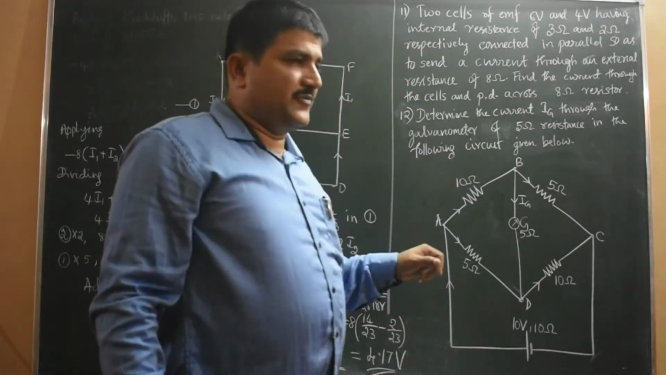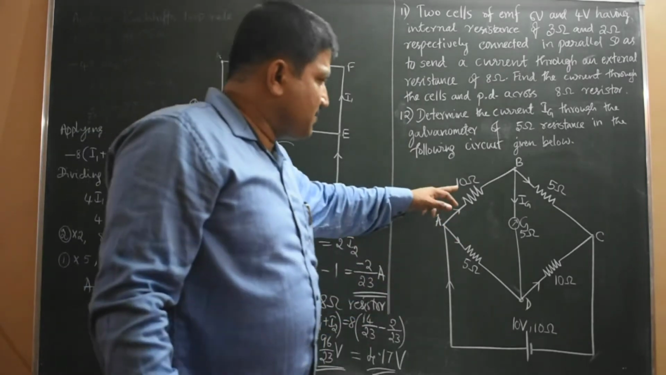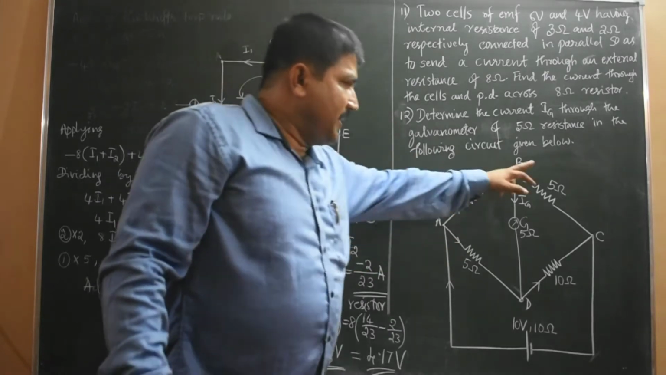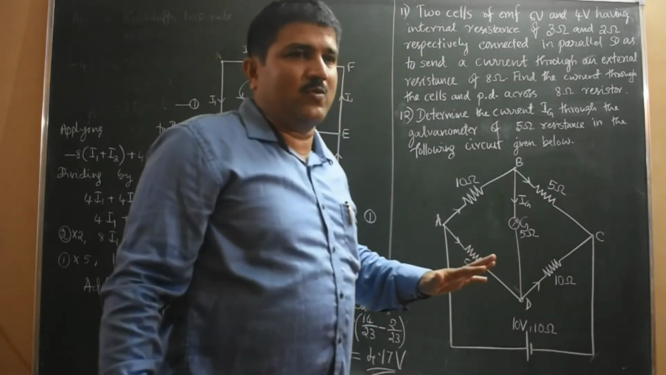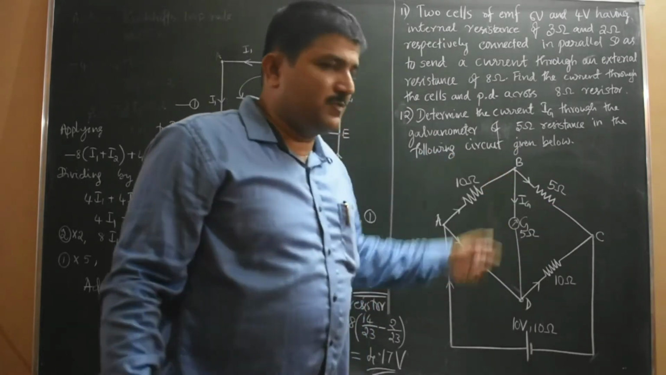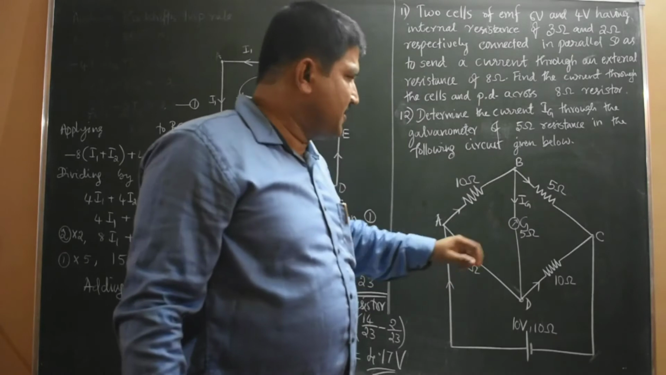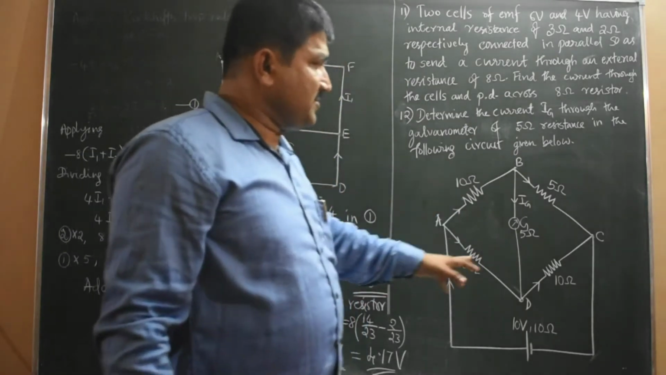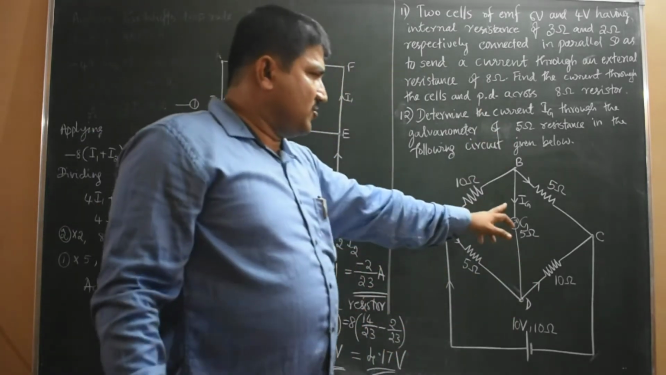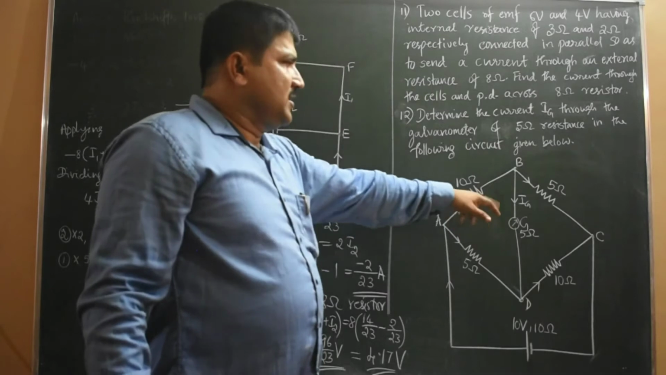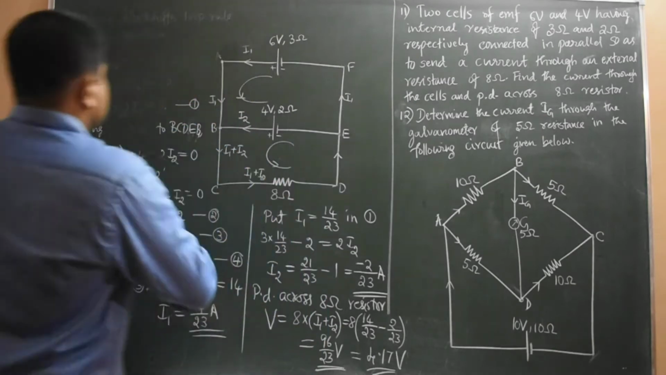I said how to check whether it is balanced or not. If it is balanced, then the current through the galvanometer is 0. But here the ratio 10 by 5 is 2, and the ratio 5 by 10 is 1 by 2. So 2 and a half cannot be equal, hence this Wheatstone's bridge is not balanced. Whenever the bridge is not balanced, there must be some current flowing through the galvanometer, either this way or that way. In the question, the current through the galvanometer branch, Ig, is required. So we have to solve the equations.